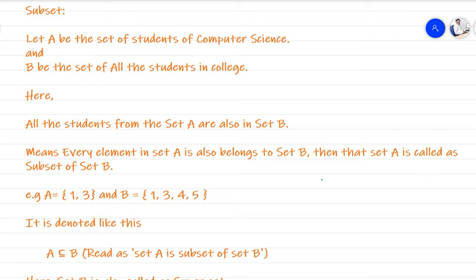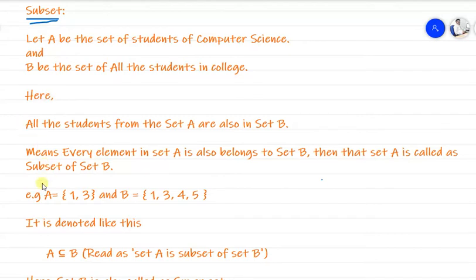Dear all, now we'll see the next type of set, that is a subset. Already we discussed the null set, then we saw a singleton set, that is one element in a set, and then the third point was the universal set. Now we are discussing the fourth type, that is the subset.